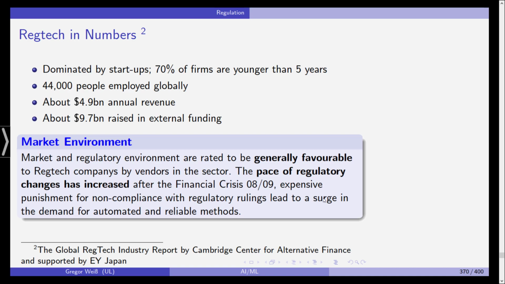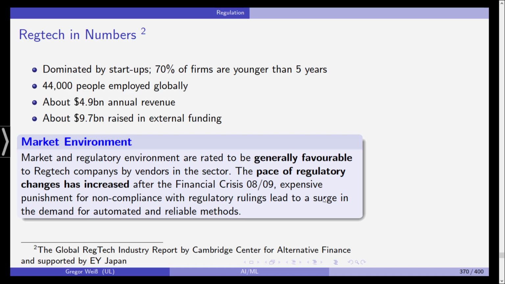It employs just 44,000 people, but I think this is one part of the financial industry that will grow enormously in the next years, because this is one way to move forward to combat the increase in regulatory and supervisory requirements. It has about 5 billion annual revenue, and it raises a lot of capital in external funding. So what is the market environment?